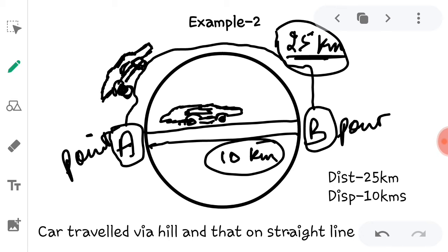Now coming back to the second example, this is also a basic example. As you can see, it's a circular hill, and from point A to B, if my car travels over this hill, it will travel 25 kilometers. And if it goes directly to point B, from the center in a straight line, that is 10 kilometers. So the car traveling via the hill covers 25 kilometers, and on a straight line it is 10 kilometers. So the distance will be 25, and the displacement will be 10 kilometers.